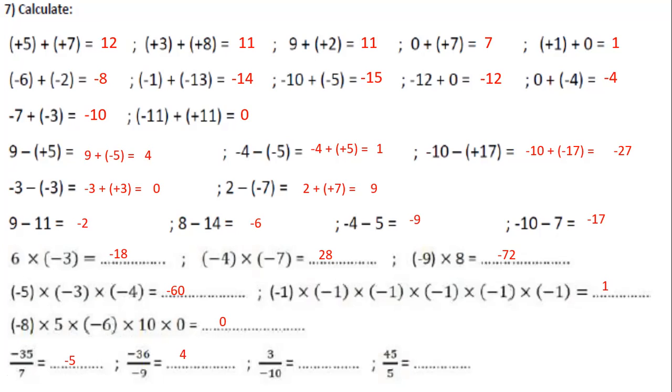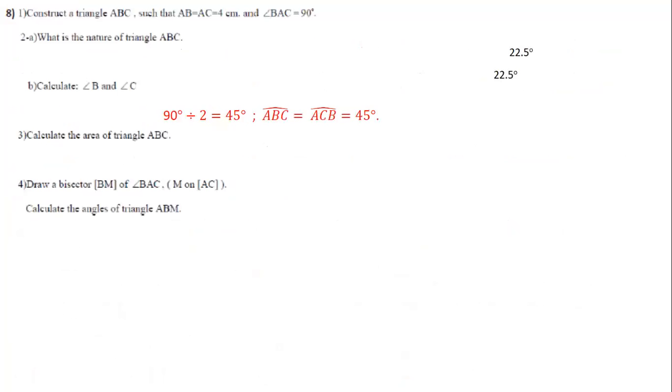3 over negative 10. Positive over negative is? Negative. And the 3 over 10, what's the answer? 3.3? No. 0.3. Bravo, negative 0.3. 45 over 5. Positive over positive is? Positive. 45 over 5 is 9. So the answer is 9. Any question about these calculations? No. So we should know the rules that I have written for you on the whiteboard before.